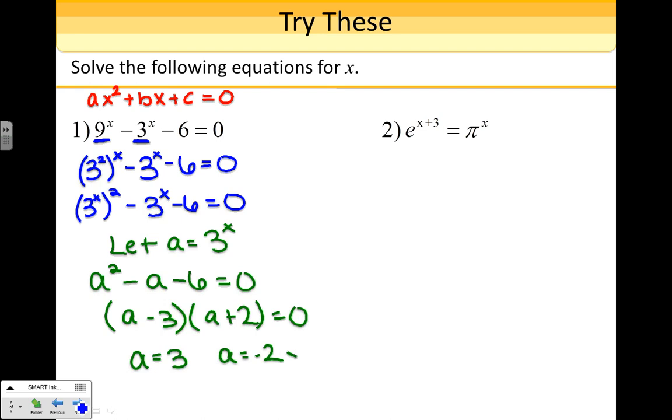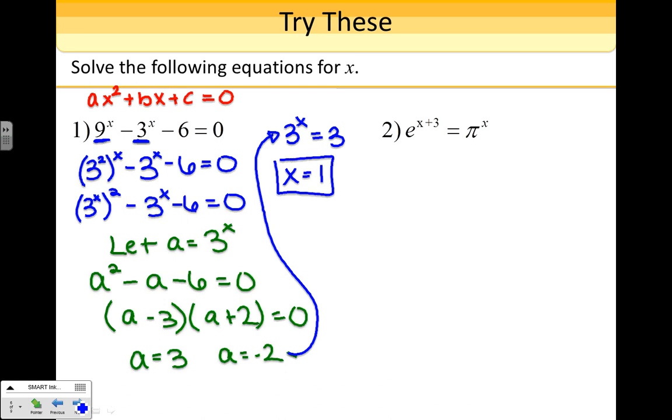So I will need to plug that back in. Plug my 3 to the x back in for a. So 3 to the x equals 3. So what am I going to raise 3 to get 3? 1. And I also have 3 to the x equals negative 2. But since my base is positive, there will be no exponent that I can raise it to and get a negative answer. So that's going to be extraneous. So my answer is x equals 1.